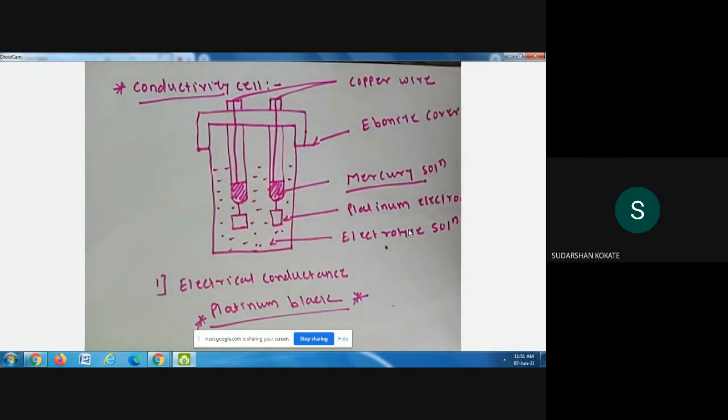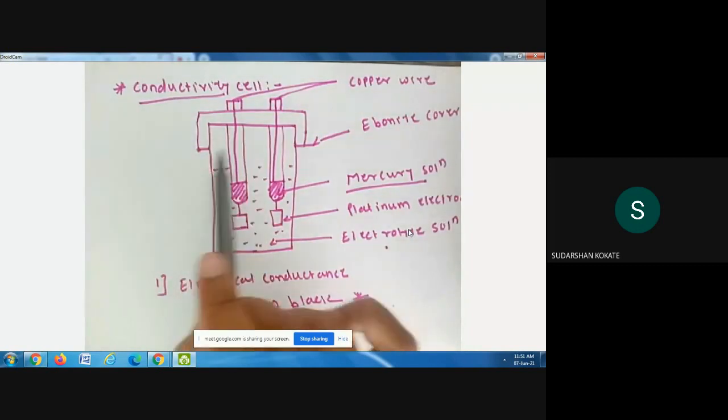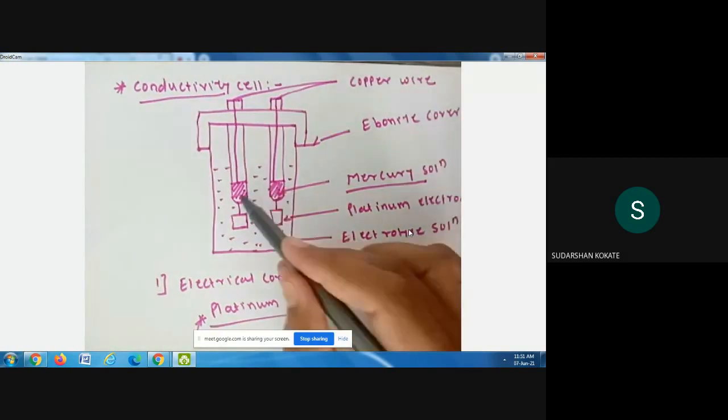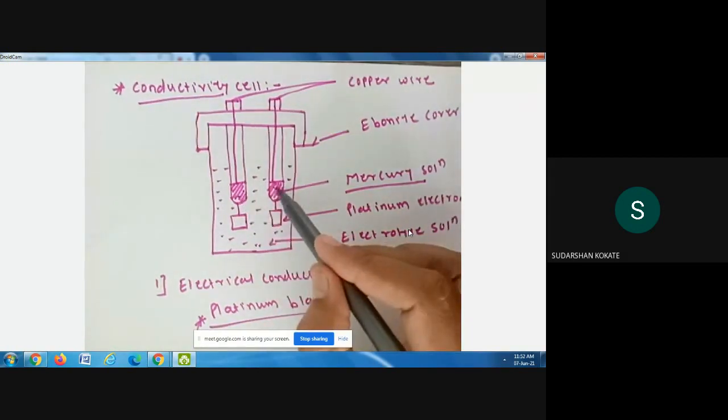So conductivity cell, mostly this conductivity cell is useful for measuring the electrical conductance, right? And conductance is nothing but the reciprocal of the resistance of the electrolyte, and it can be measured with the help of your Wheatstone bridge, right? And the electrode which is fitted in the conductivity cell is your platinum plate, right? So both the electrodes are nothing but platinum plates fitted in the conductivity cell, right?